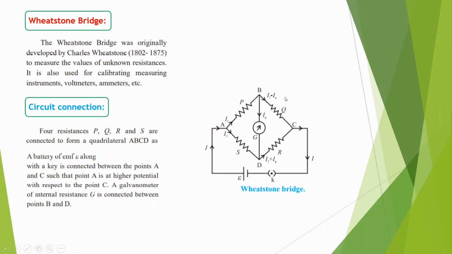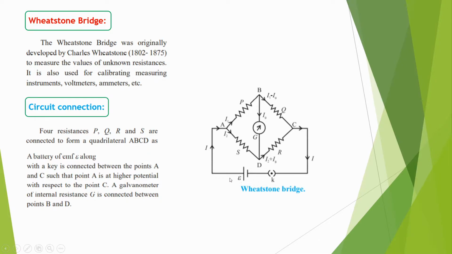So in this diagram, there are four resistances P, Q, R and S, and these four resistances are connected to form a quadrilateral ABCD. This is a quadrilateral ABCD, and in this quadrilateral the four resistances P, Q, R and S are connected. A battery of EMF E.